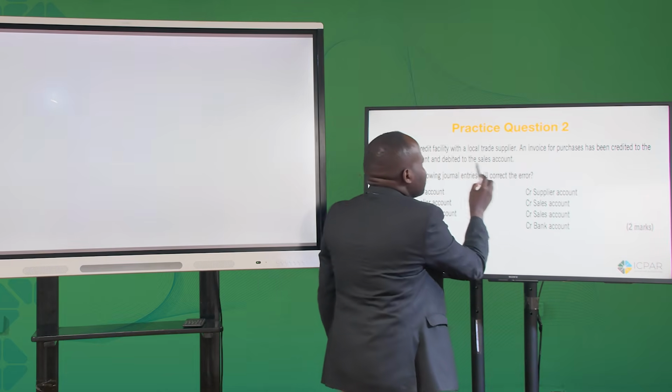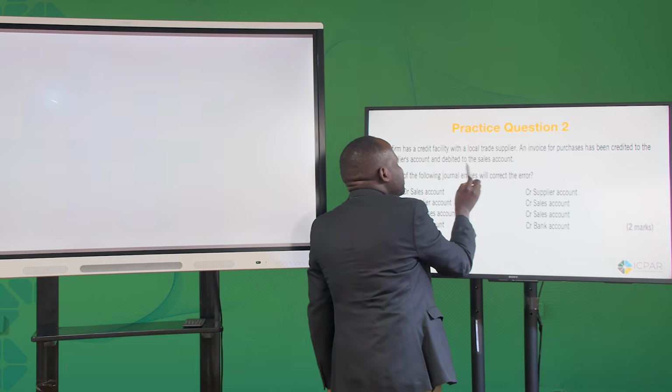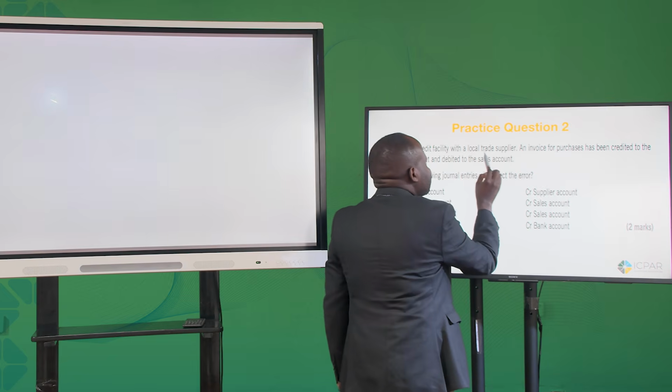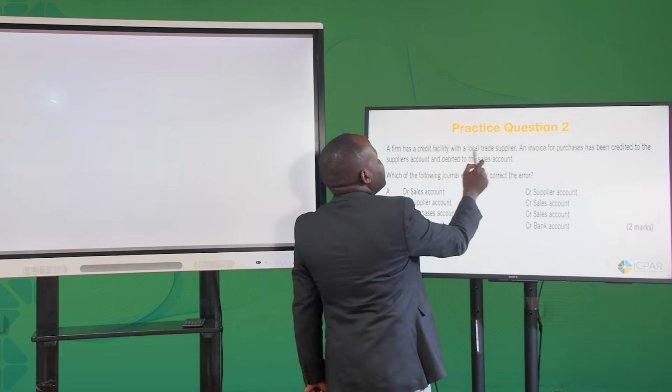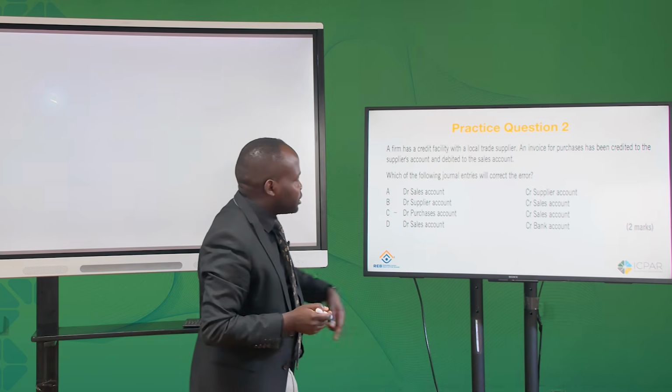Why do we credit sales? Because we are canceling this debit entry which went to sales. It was not a sales transaction. It was a supplier. It was purchases.